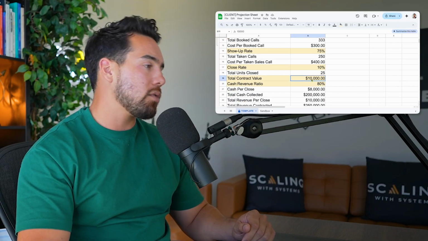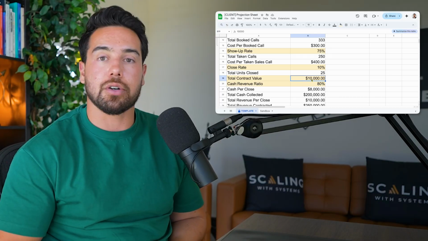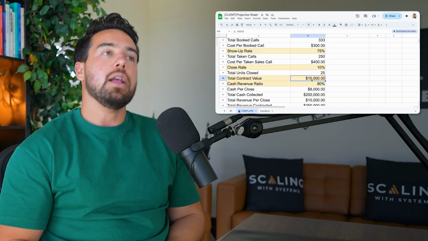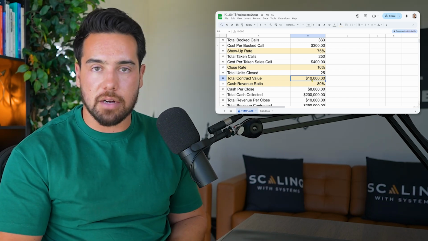Total contract value and cash to revenue ratio. So total contract value, in my personal opinion, most people just don't charge enough. I very firmly believe that because, once again, they started at a certain price when they first started and they've never tested it from there.